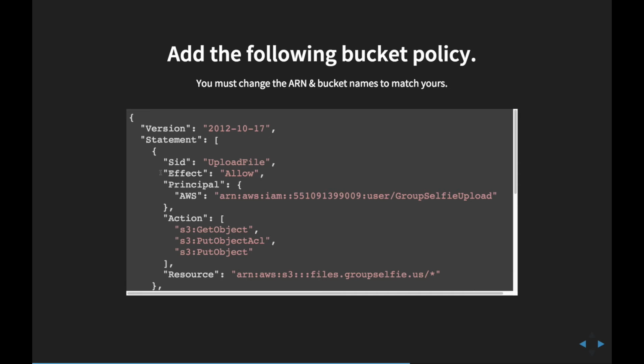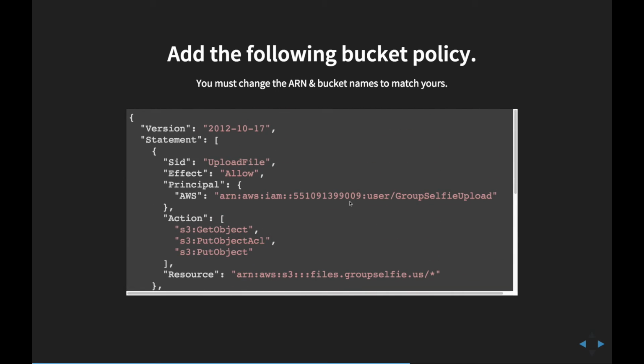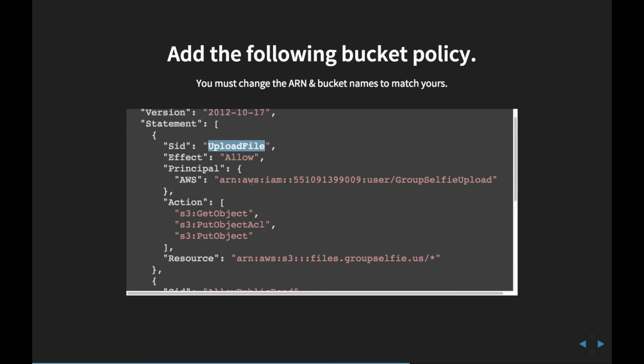And here's what this is, pretty much copy and paste, except for a few things. The first thing that is not copy and paste is this right here. This is that thing that I told you guys to copy earlier, which is that ARN string from the user. You're going to paste whatever your username or your ARN is there. What does this do? This is telling Amazon, I want to allow uploading of files to that user. They should be able to get, put, and put objects.